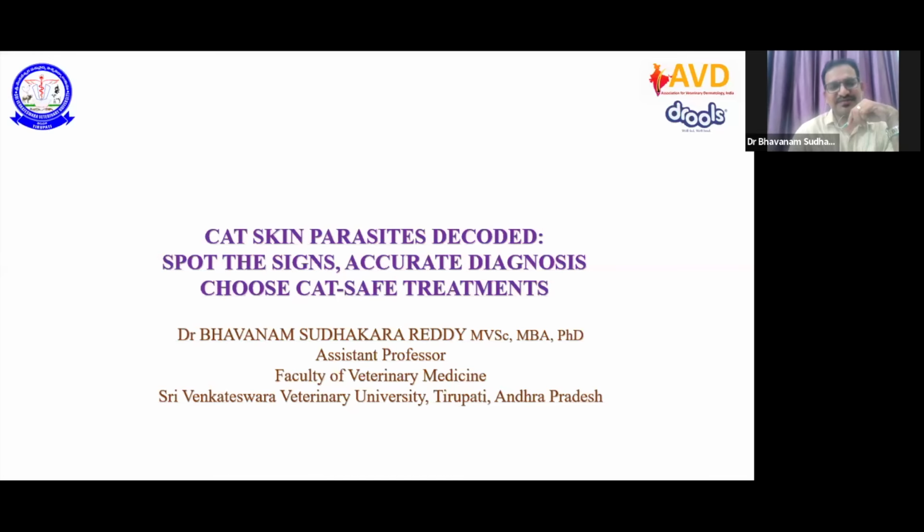Nowadays, we have seen a large number of cats in the clinics, almost 30% of the small animal population. Among the cat diseases, the most common when you come for dermatology is parasites and mange infestation. Parasites include mange, ticks, flies, and fleas also.